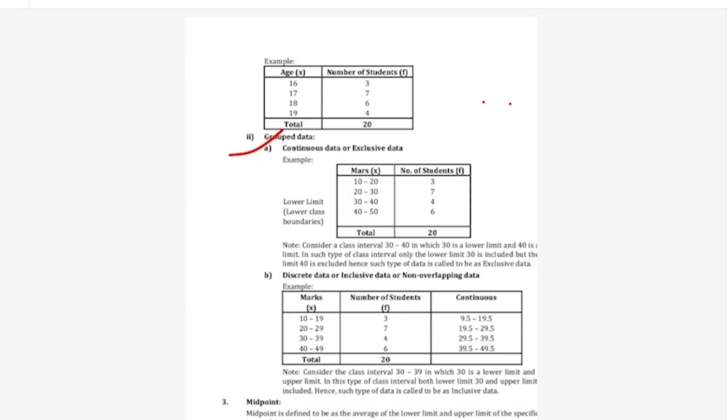And these groups in statistics are called class intervals. There is a printing mistake next to the marks, where by mistake x is given. Ignore that. It is not x. It is considered to be class interval, which is denoted by capital C, capital I.